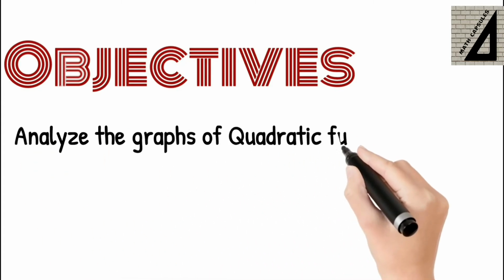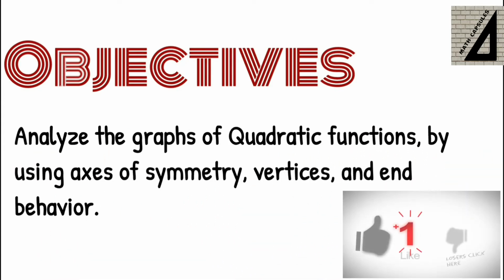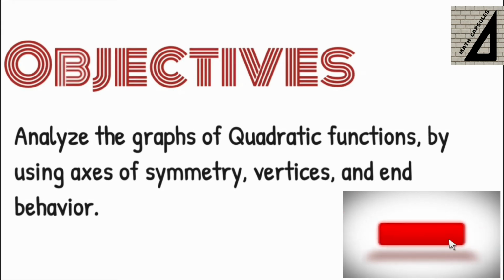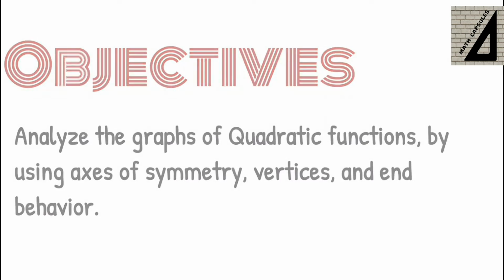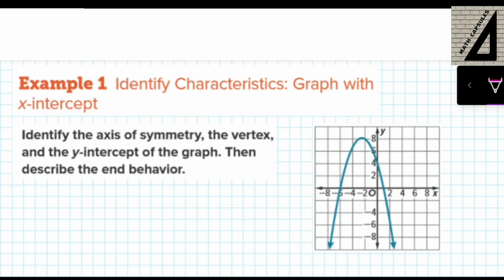The objective of this lesson is to analyze the graphs of quadratic functions by using axes of symmetry, vertices, and end behavior. Identify the axes of symmetry, the vertex and the y-intercept of the graph, then describe the end behavior.